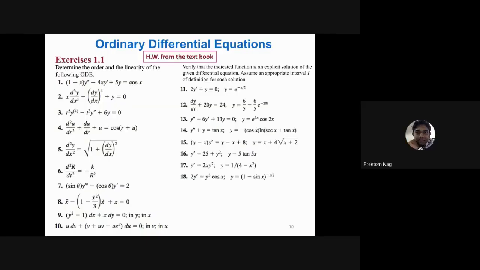What is the order of this differential equation? Last class we probably discussed one or two of these, but it is kind of a review. Okay.